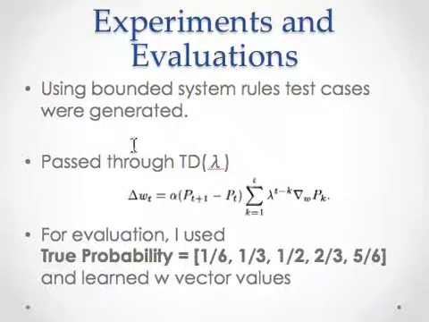Using the rules defined before in the previous slide, I ended up creating 1,000 sequences and grouped them by 10 to create 100 test cases. Each of the test cases was then passed through the TD lambda algorithm where the weights were updated. Finally, for evaluation, I performed the root mean square error calculation of the learned W vector with the true probability that I know for this MDP. All the root mean square errors were then averaged to produce a better result.